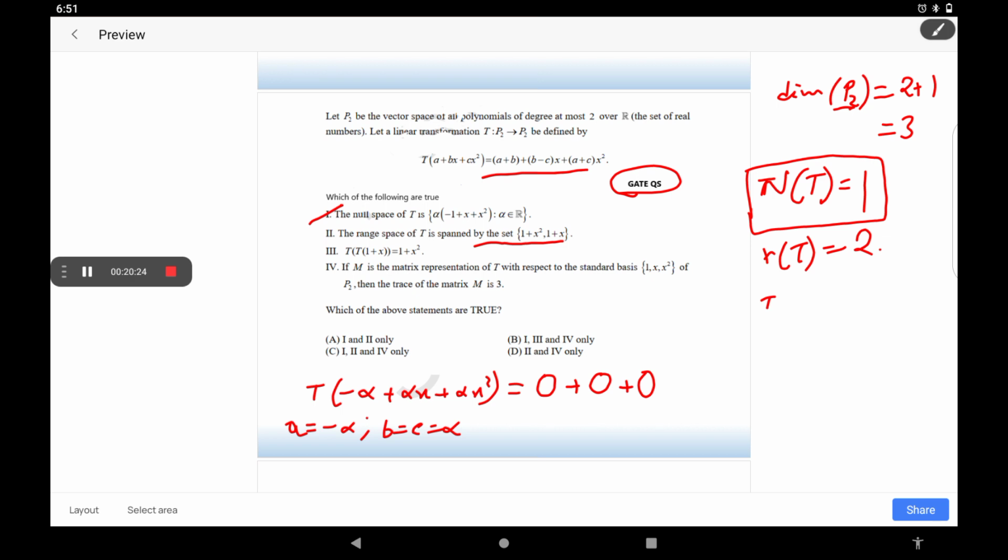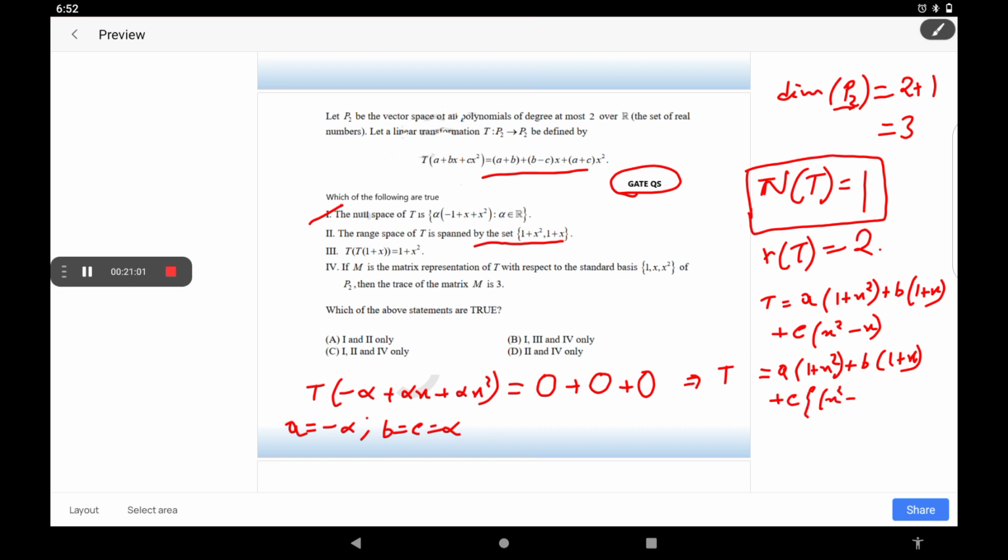Let's see. T equals A times (1 plus x square) plus B times (1 plus x) plus C times (x square minus x). This can be written as A times (1 plus x square) plus B times (1 plus x) plus C times ((x square plus 1) minus (1 plus x)). So T is completely generated by the sets 1 plus x square and 1 plus x. So option 2 is also correct.